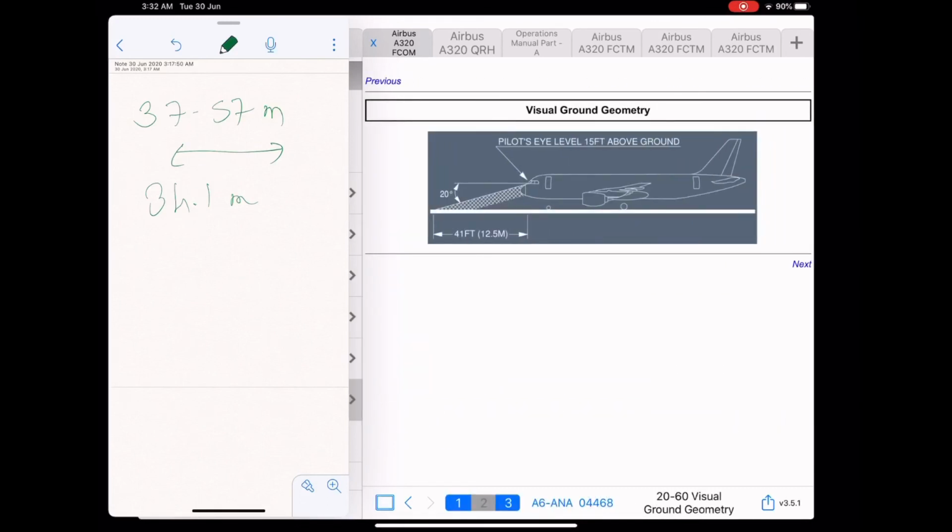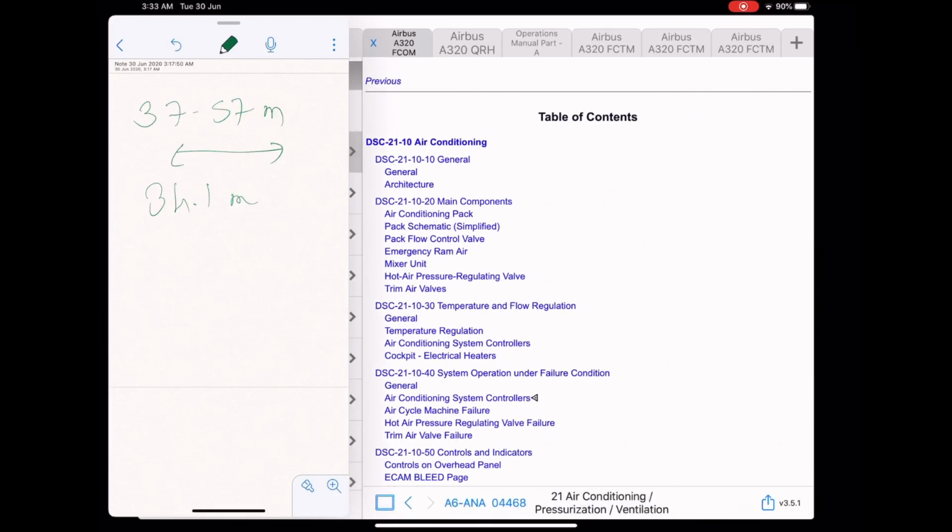This one is very interesting because this is about how far ahead the pilot can see, or what the angle is. If you're sitting in the cockpit, you cannot see 12.5 meters or 41 feet ahead measured from the nose of the airplane, and the angle is 20 degrees. So you can only see beyond, let's say, 13 meters or 12.5 meters exactly from the nose of the airplane, which is beneath you. Until further ahead you will not be able to see, because that is obscured by the nose of the aircraft.